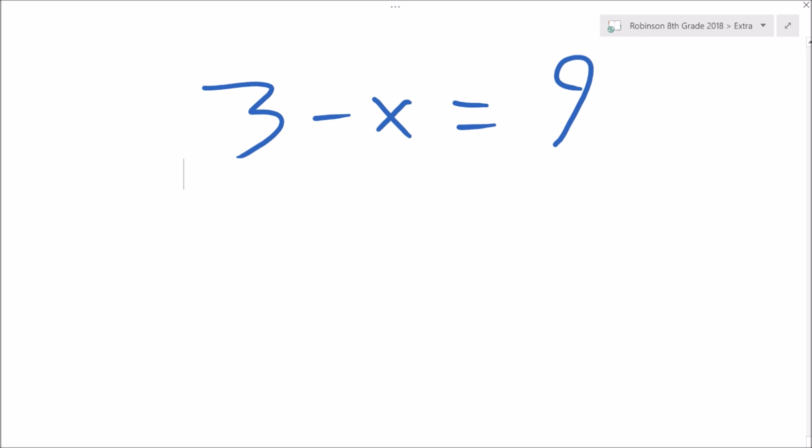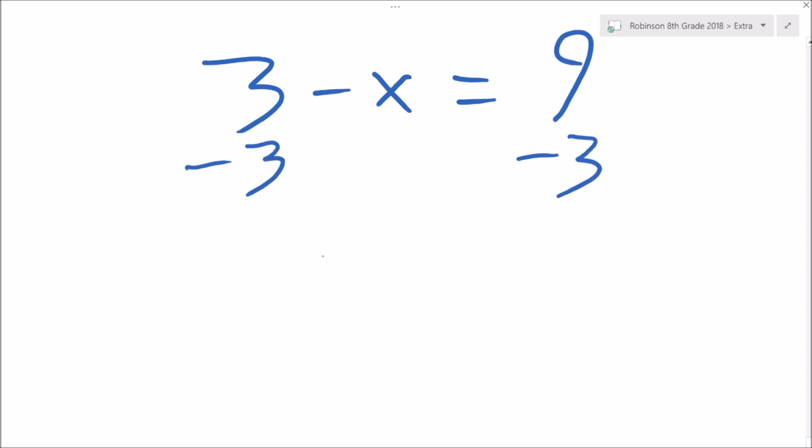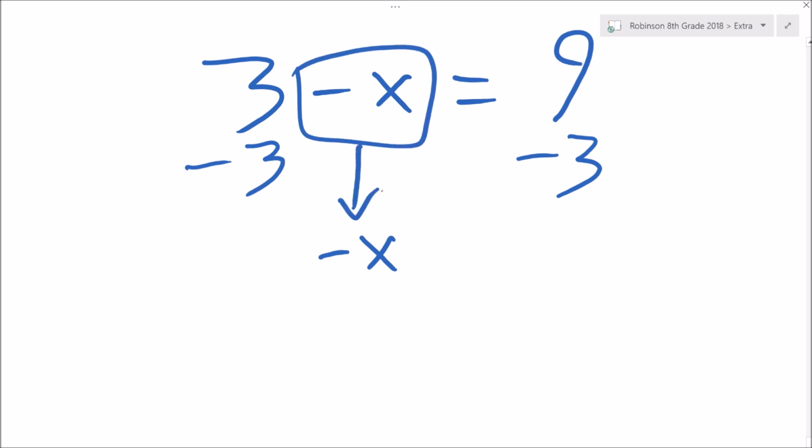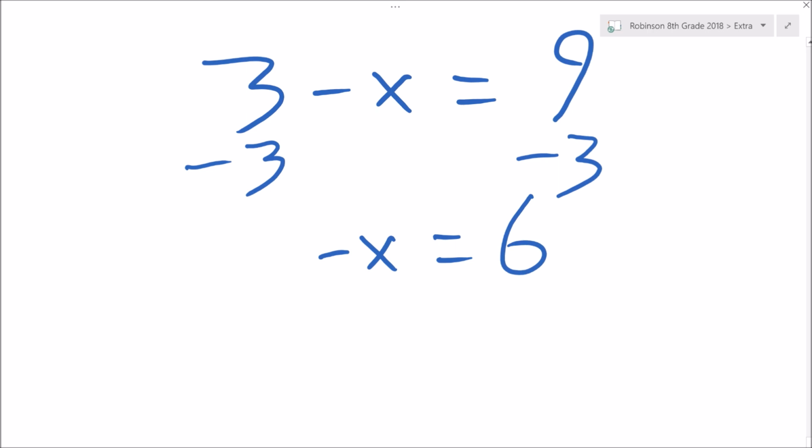Now, we don't have to rewrite it like this. We can do it like this. We can leave it how it started, but that doesn't change the fact that the first thing we need to do is subtract 3 from both sides. That will leave us with a negative x. Notice that it's a negative x, still staying negative. And on the right side of the equal sign we have 6. That was our first step.